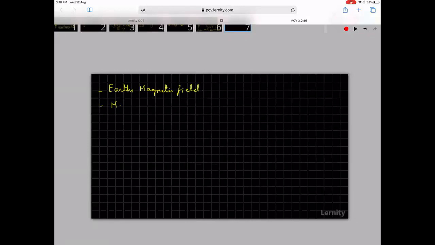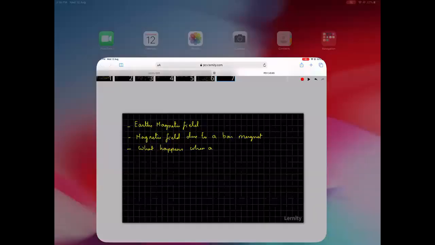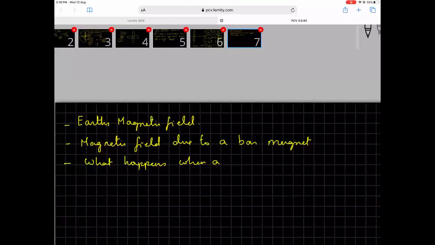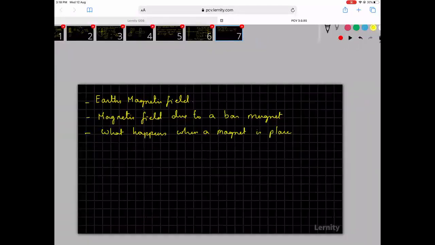The second thing is magnetic field due to a bar magnet, and then what happens when a magnet is placed in an external magnetic field.